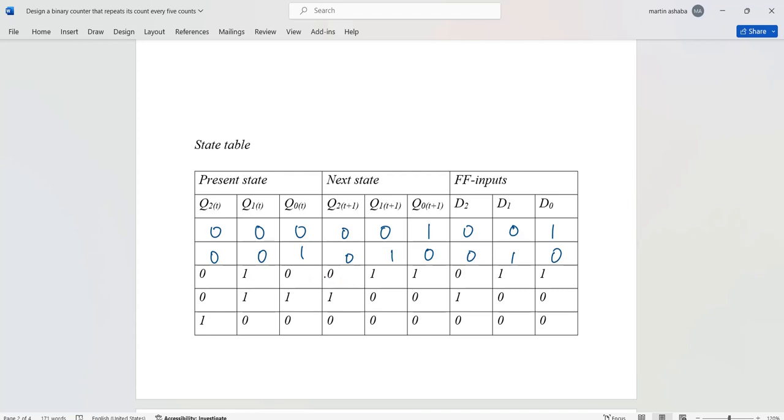We are from 2, and we are supposed to be transitioning to 3. The binary bit for 3 is 0, 1, 1 if we are using 3 bits. From 0, 1, 1, we go to 1, 0, 0, which is 4. And from 4, we shall obviously go to 0, 0, 0 because we are counting from 0, going to 4, and going back to 0. So that is the state table.